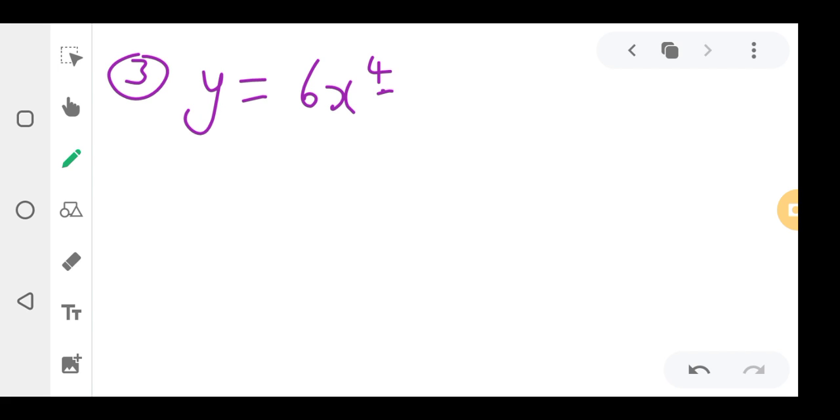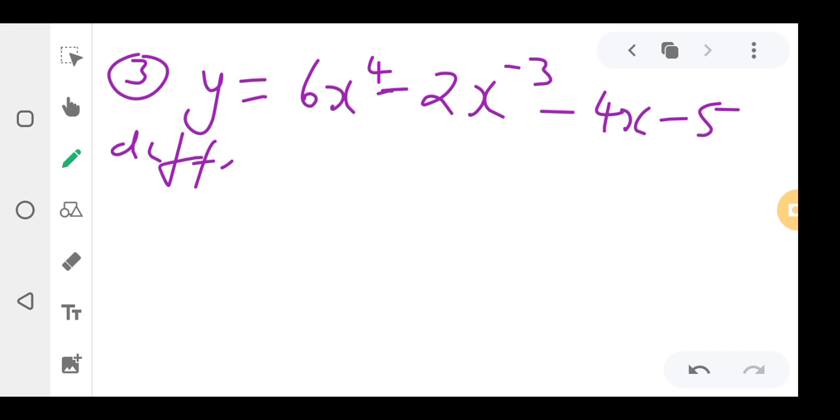Okay, let me write the third example. The third example is, if they say y is equal to maybe 6x power 4 minus 2x power negative 3 minus 4x minus 5. So they say differentiate. Okay? It always starts with dy. You remember? The first letter is y.